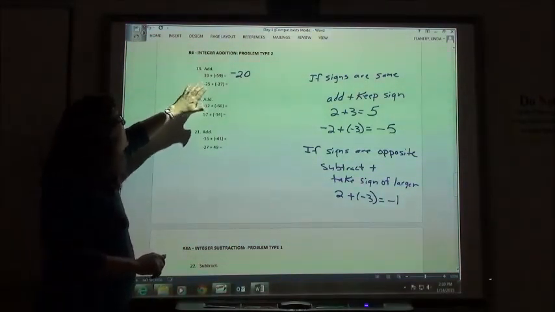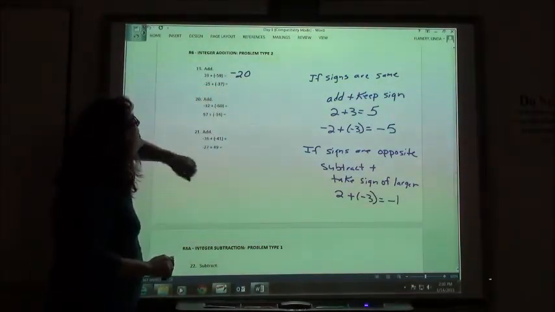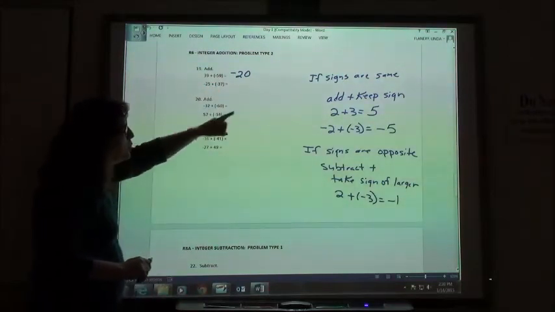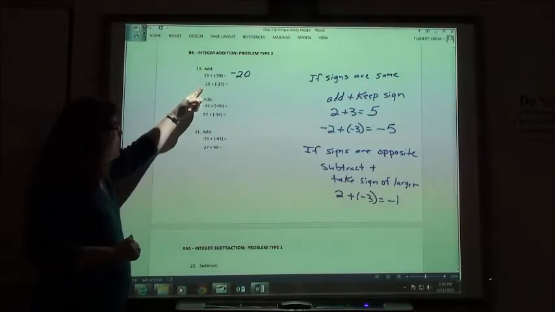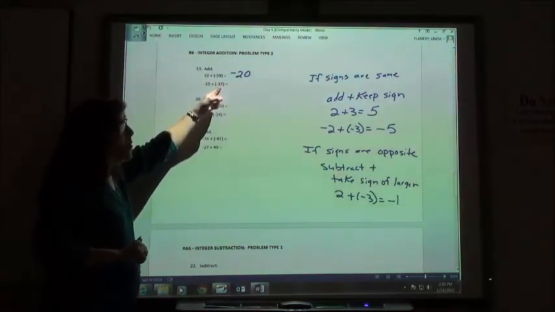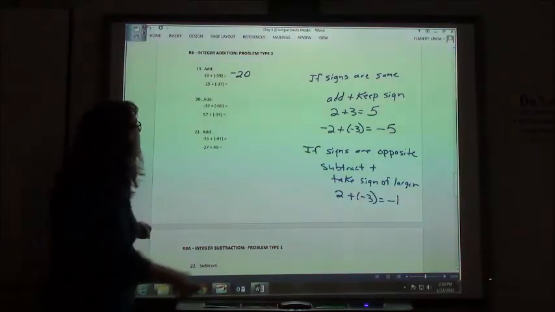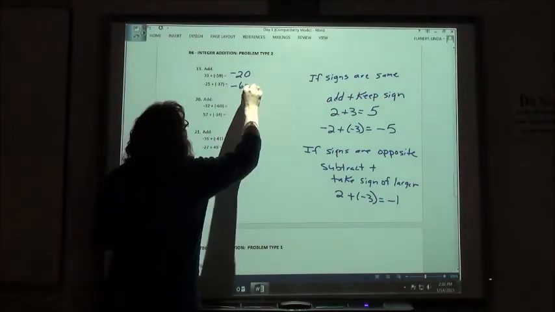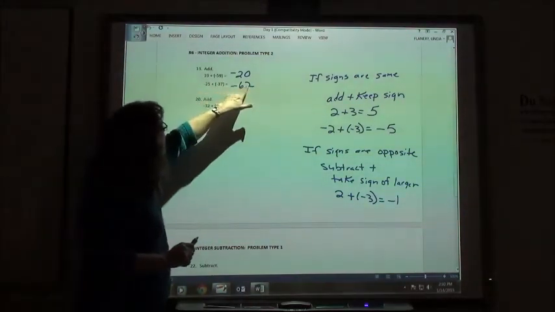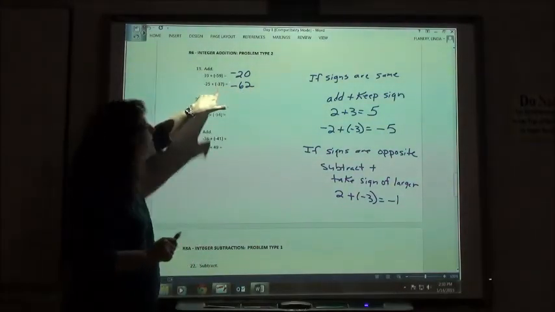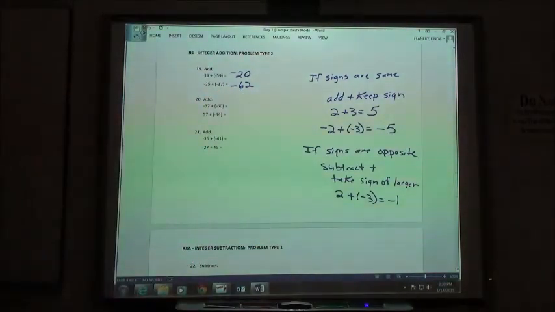On the next one, I have negative 25 plus negative 37. They're both negative. My rule is to add and keep the sign. I owe you $25, then I borrowed more money and owe you $37. I'm now $62 in the hole. So 25 plus 37 is 62. I got to keep my sign, so it's negative.